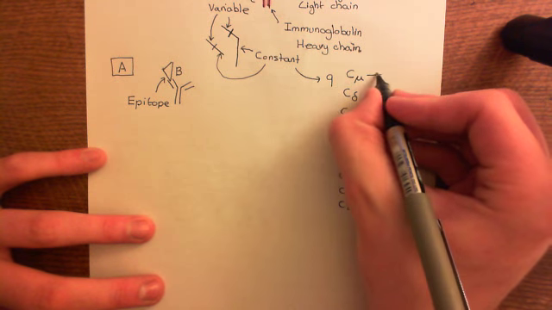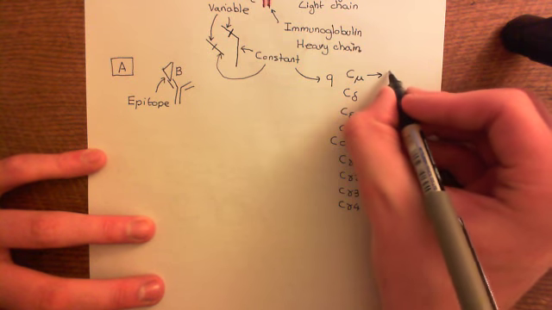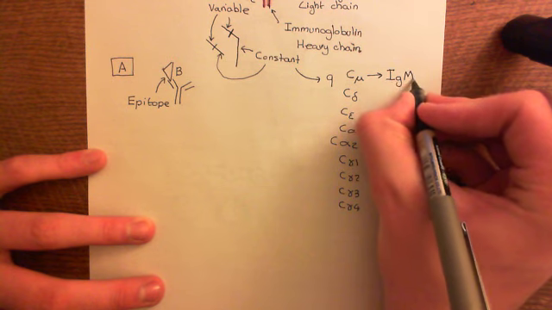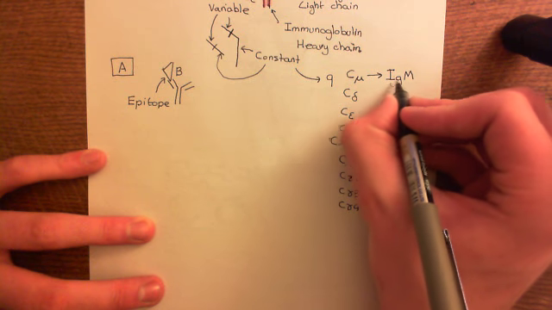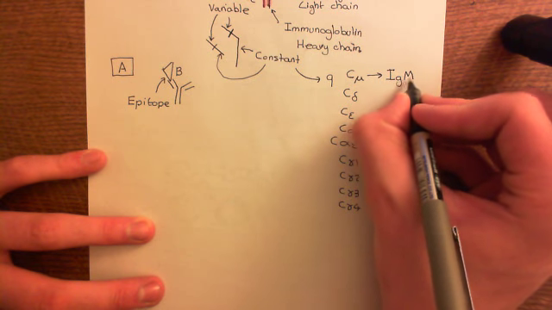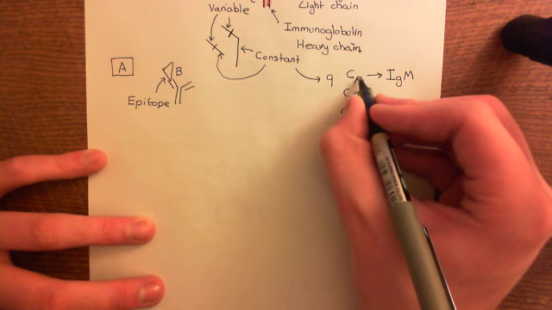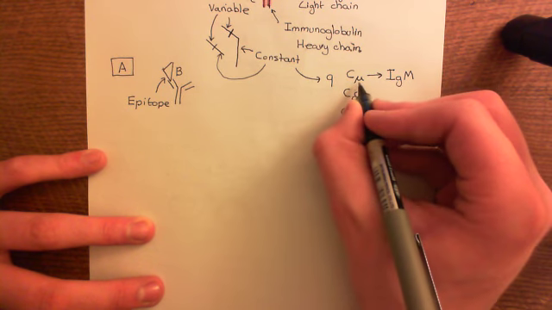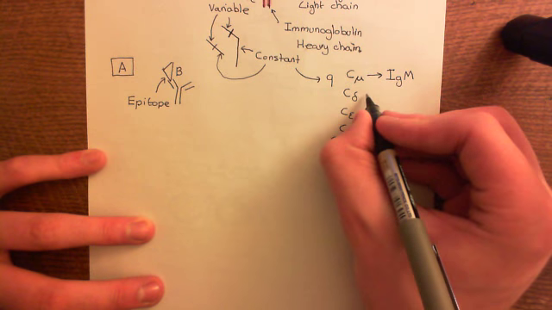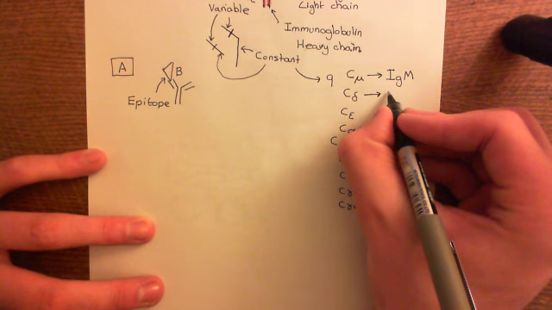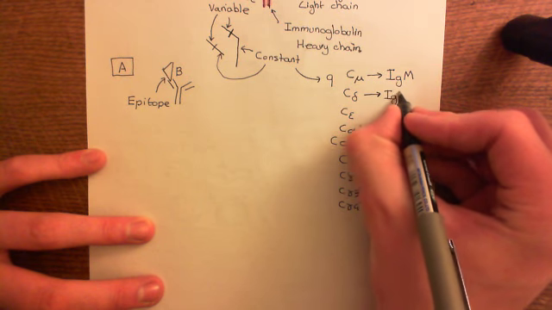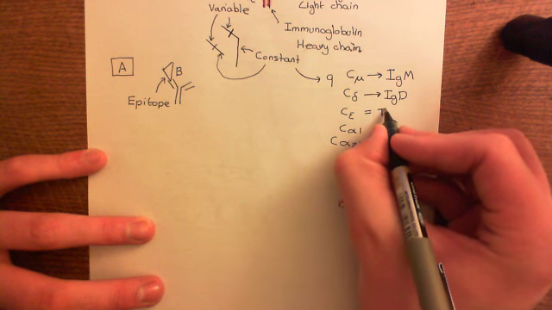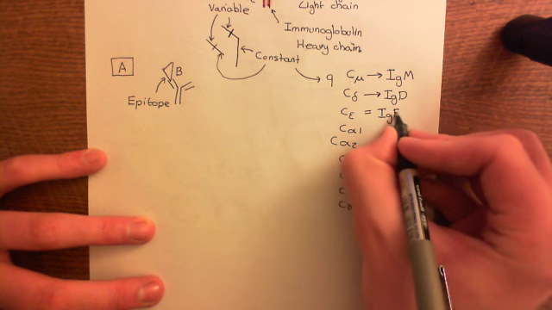Now, if you use the constant mu region, you end up with an antibody which is referred to as an immunoglobulin M molecule. Okay, so IgM. Ig stands for immunoglobulin, and then you put M, which is the Latin analogous letter to mu, which is the Greek. Okay, constant delta, you end up with an IgD antibody molecule. Constant epsilon, you end up with an IgE molecule.